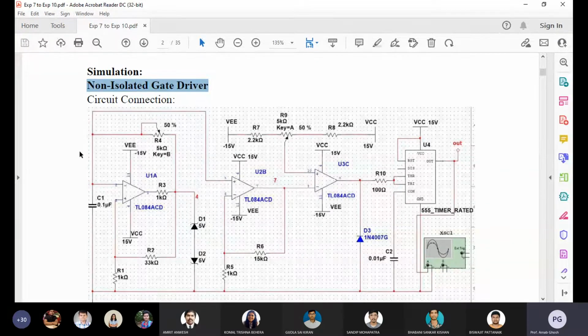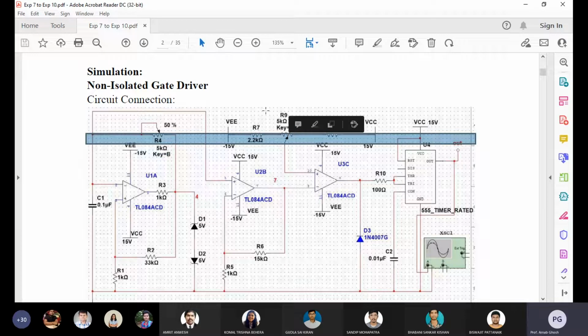The frequency of the triangular waveform can be varied by this R4 resistance. Suppose at 50% of that R, how much frequency is coming? It's a pot, with two fixed terminals and one variable terminal. R4 is a 5K pot, and another pot is there, also 5K. If you vary that value, the charging and discharging time will also vary. It's an RC circuit, this is R and this is C. So the frequency of the triangular waveform will be varied.